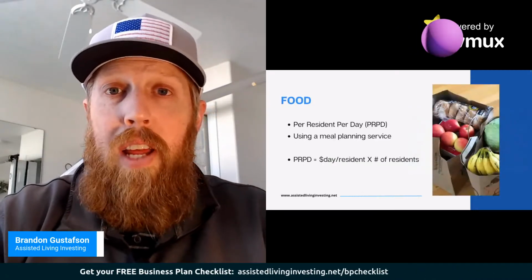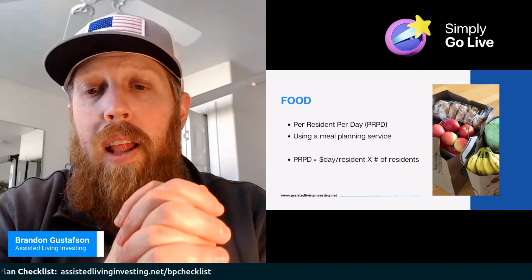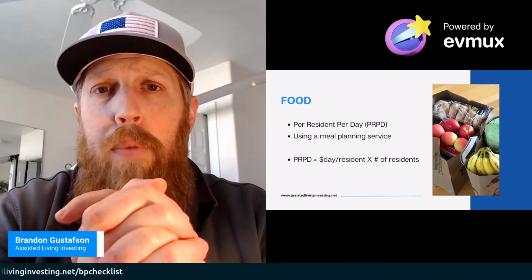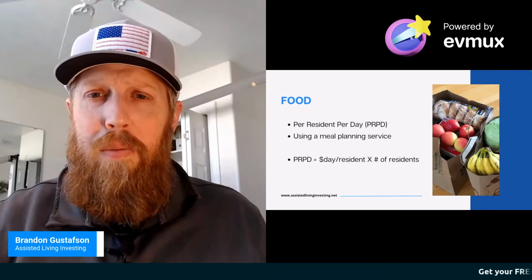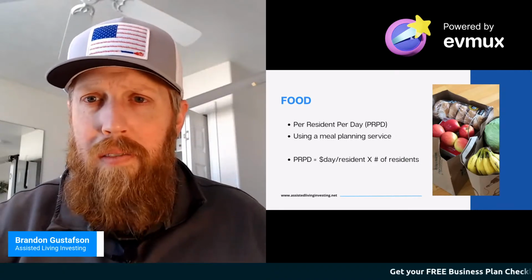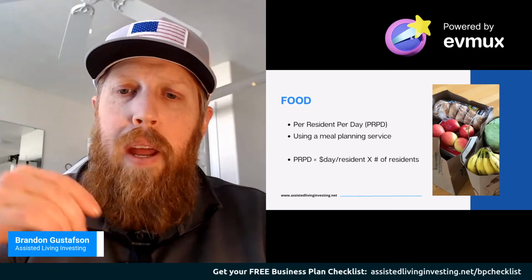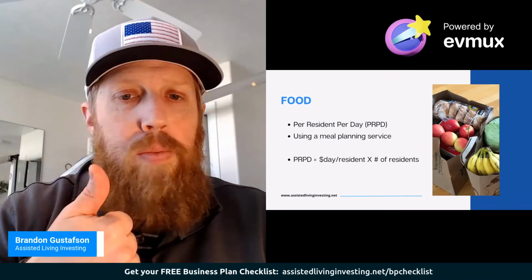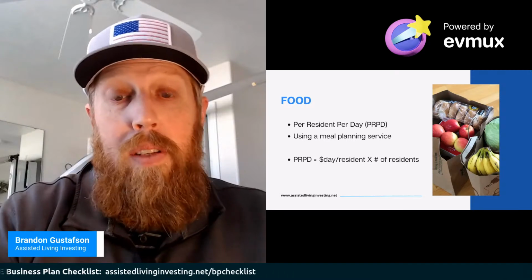Food is the next one. This is your fifth one. Food is something where I like to use an acronym, PRPD, per resident per day. I tried to look this up online to see if other people use it because I've heard people say it, but I couldn't find anything. Per resident per day is basically the amount of money per day that you spend per resident, and then you multiply that by the number of residents that you have.